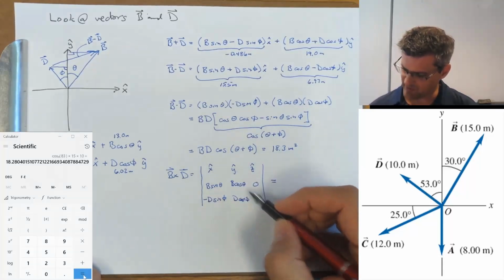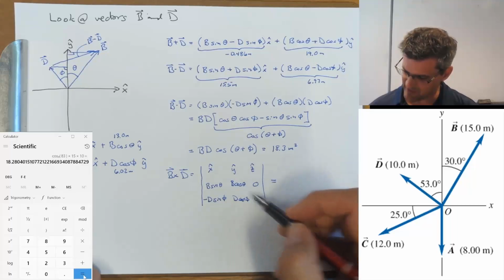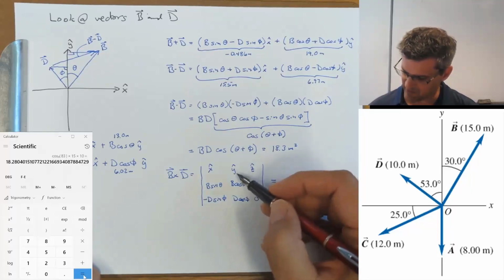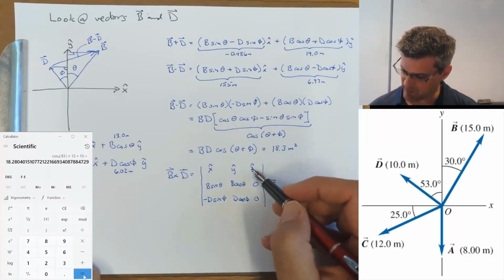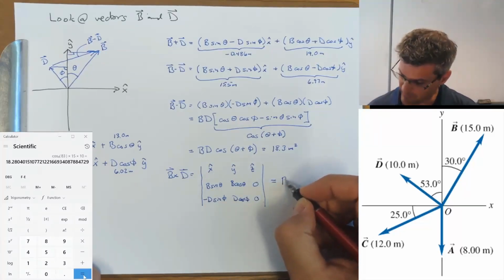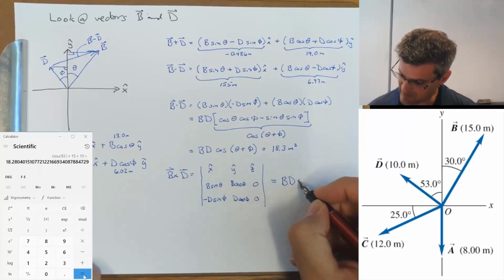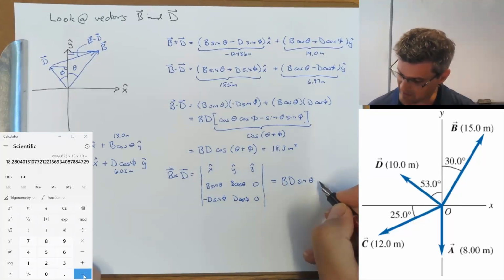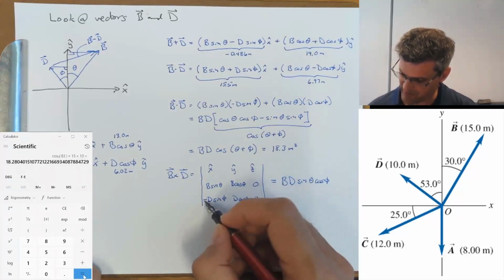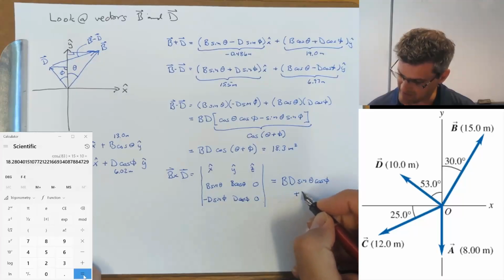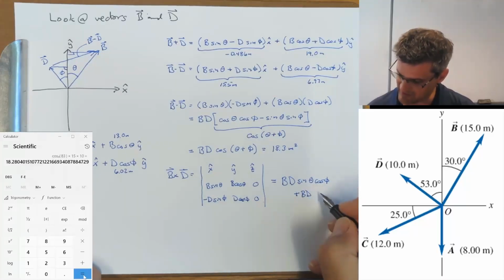When I find the determinant of this matrix, this times 0 is 0. 0 times this is 0. For the y, 0 times this is 0. This times 0 is 0. But for z, I've got a BD sine theta cosine phi, and these two things multiplied together with a minus sign turns into plus BD cosine of theta sine of phi.